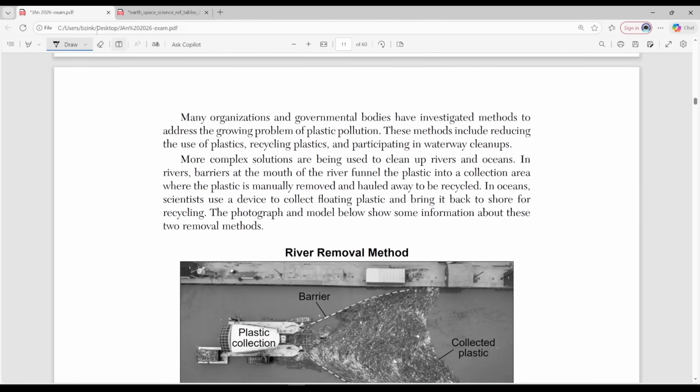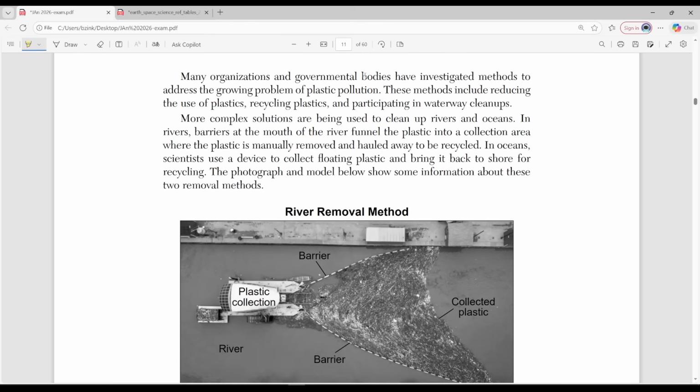All right. Many organizations and governmental bodies have implemented methods to address the growing problem of plastic pollution. These methods include reducing the use of plastics, recycling, and participating in waterway cleanups. Complex solutions: in rivers, barriers funnel the plastic into a collection area where the plastic is manually removed and hauled away to be recycled. In the oceans, scientists use a device to collect floating plastic and bring it back to shore for recycling.